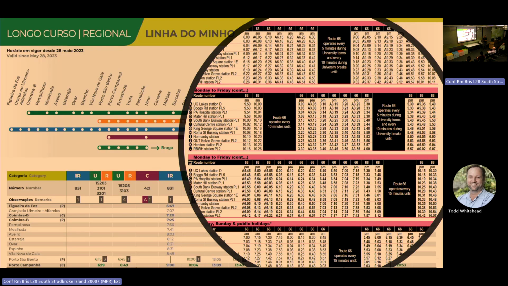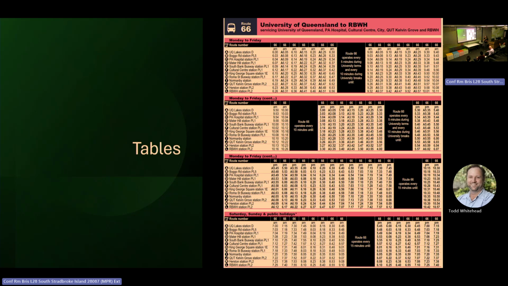Bus timetables. Does anyone remember paper bus timetables? Remind me, anyone old enough? So this is the Route 66 bus timetable. It goes along the busway out to UQ. I think this one's a really interesting one because it's got table information, which is kind of cool. But I think it's a good example of other sorts of tables you'll see in people's documents, right? So it's got things that aren't in the table format.